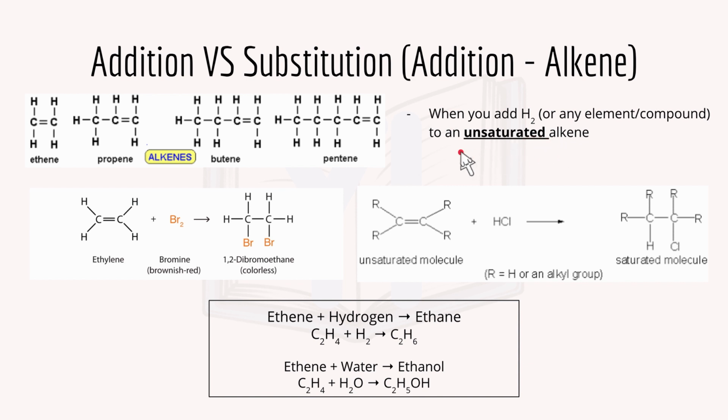And the reason why it can happen to alkene but not alkane is because alkene, as I talked about just now, have double bonds. So the double bonds can be broken and you can fit or react with any elements or compounds. But alkanes, there's no double bonds and it only contains single bonds, so you can't react or add any elements or compounds. So here you can see an alkene plus bromine equals dibromoethane. And here's another reaction: ethene plus hydrogen equals ethane, ethene plus water equals ethanol.